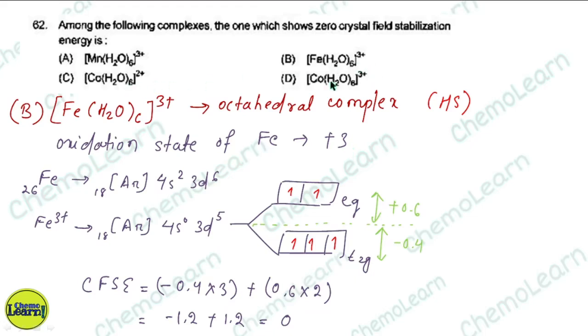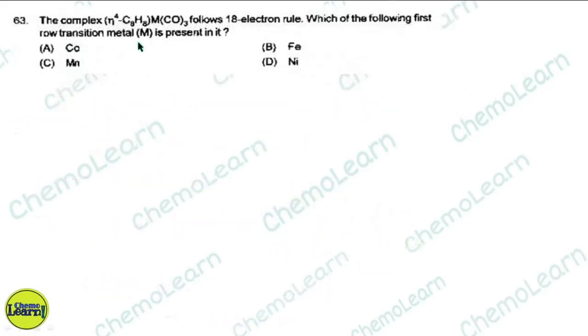So we don't have to check all the compounds, Co(H2O)6 2 plus and Co(H2O)6 3 plus. You can calculate the CFSE for each compound also.